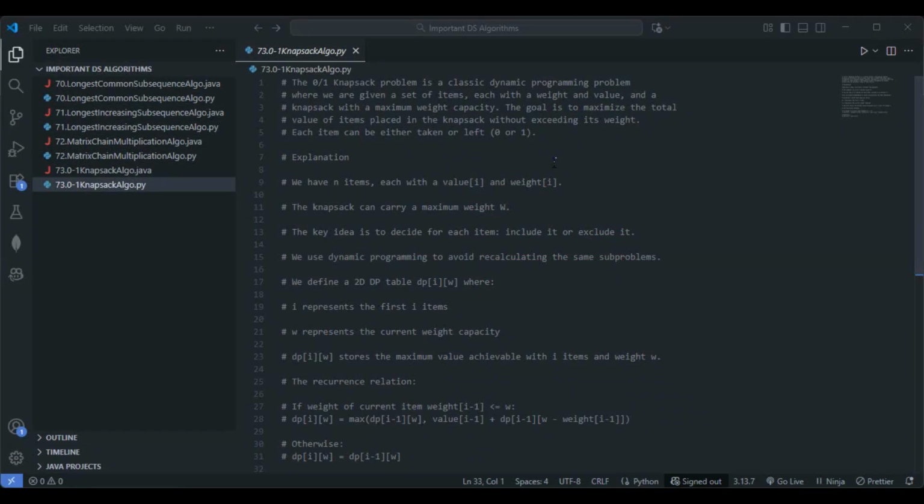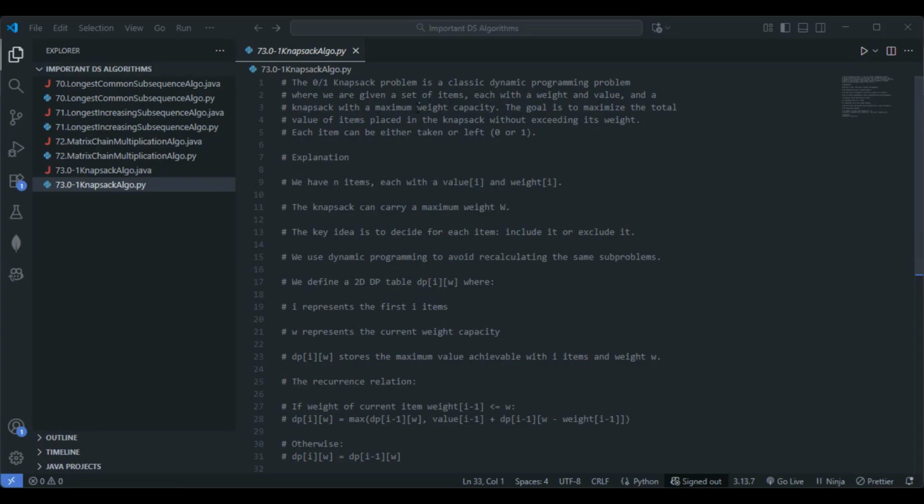Hello everyone. So previously we had discussed the topic matrix chain multiplication algorithm. Today we'll be discussing the topic 0/1 knapsack problem, right? This is one of the important algorithms, one of the famous DP algorithms, right? So let's see what the definition says here.